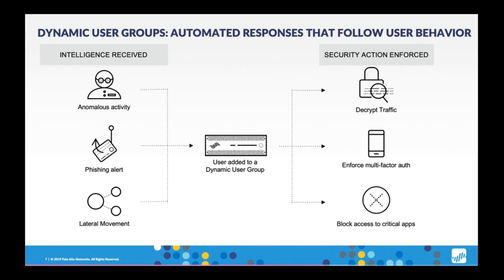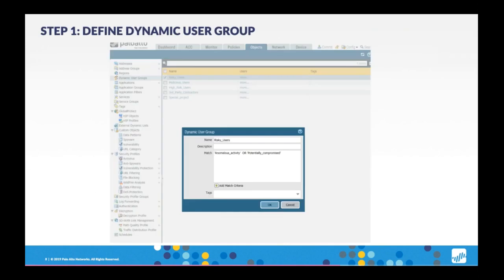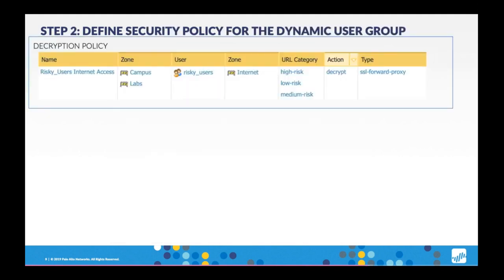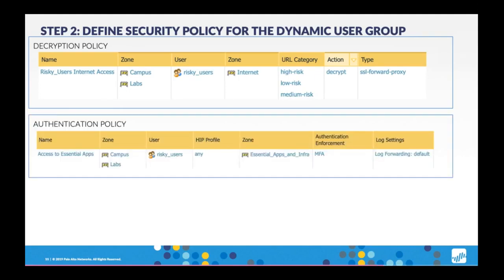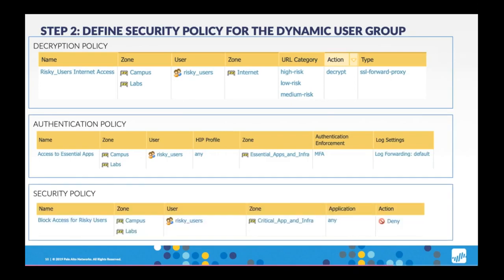Now, the firewall admin can define criteria on how we want to group the users based on these tags. Let's take a closer look. Here, I'm creating a group called risky users using two tags. One from a behavioral tool and another from an identity provider. Next, admins can determine what actions they want to take based on these tags. For risky users, I'm decrypting all the traffic via decryption policy. And here I'm enforcing MFA for all essential apps and blocking access to all critical apps.